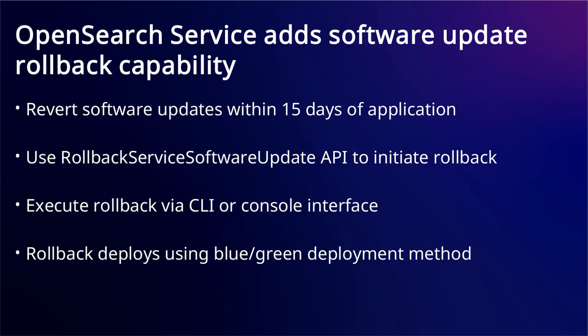You can now roll back service software updates within 15 days of application, giving you control to recover from problematic updates. You initiate rollback through the new Rollback Service Software Update API, AWS CLI, or the OpenSearch Service console. The rollback process uses a blue/green deployment to safely revert your domain to the previous software version. This capability is available across all AWS regions where OpenSearch Service operates.